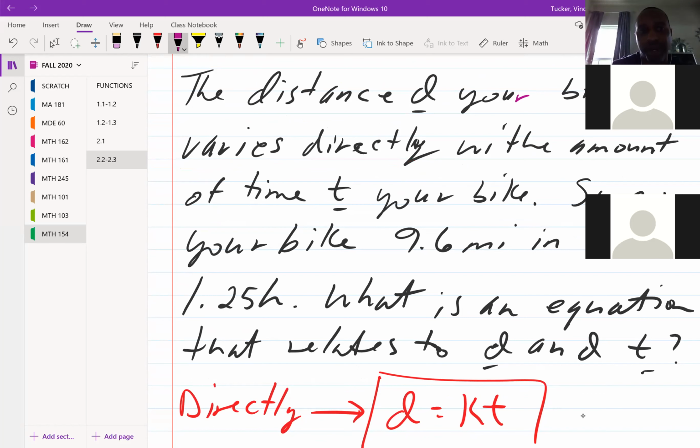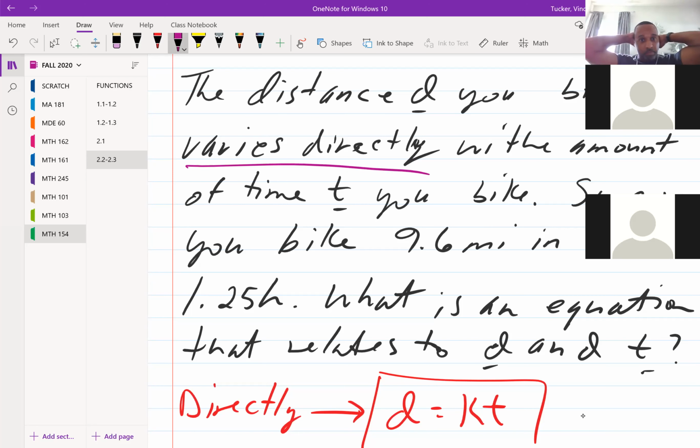The distance you ride your bike varies directly with the amount of time on your bike. It just, they left out some words. And it says suppose you bike 9.6 miles. So I'm assuming, suppose you ride your bike 9.6 miles in 1.25 hours. What is an equation that relates d and t? So they give you the variables this time. They're calling d distance and t time. And they said that it varies directly.